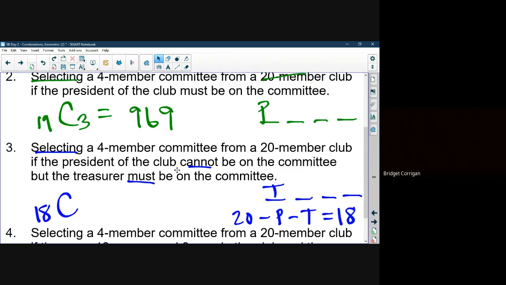I'm a visual learner. I like drawing on a diagram, picturing what would happen. So we have 18 people left to fill the remaining 3 spots. And then I would just put that in my calculator, and I get a total of 816 different ways I can select 3 people from the 18 remaining.